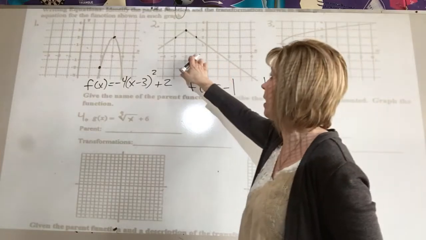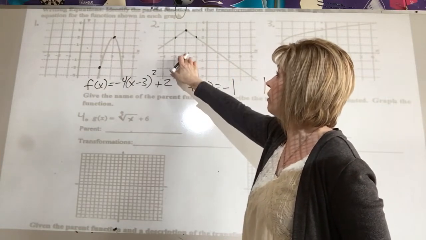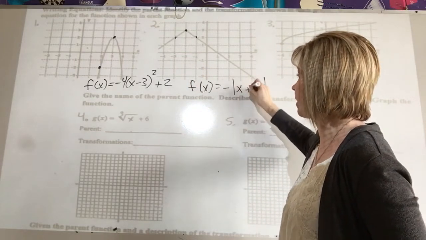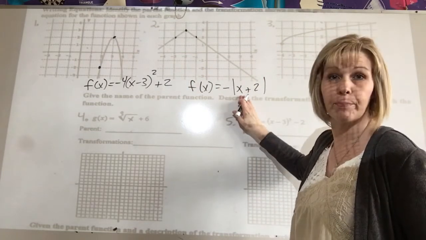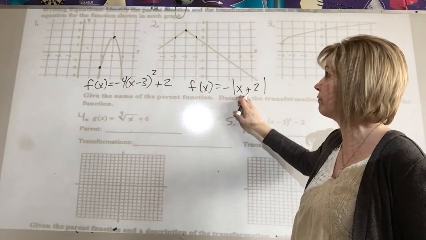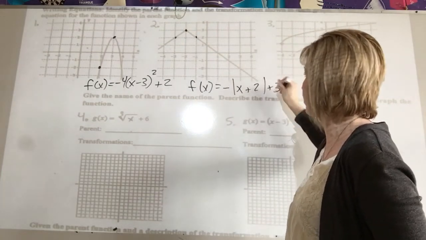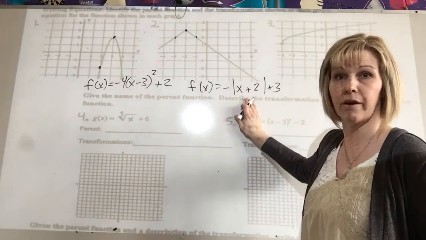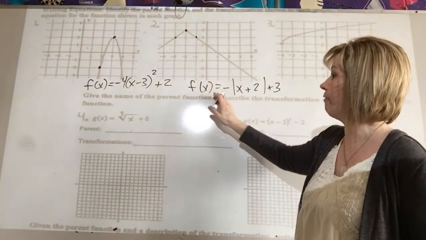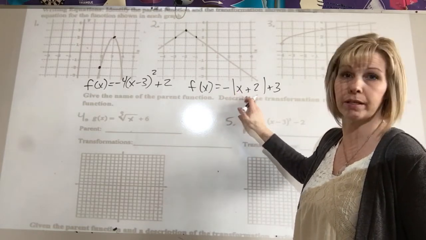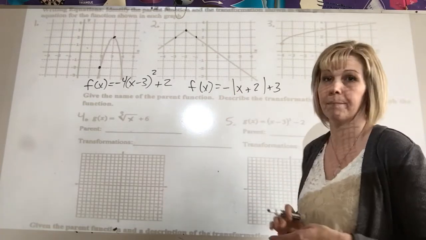And then it moves 2 units from 0 to the left, that's really x plus 2. What do you have to put in to make it equal 0? It would be negative 2, and then it shifts up 3. So there's plus 3 on the outside. So there's our absolute value function: f of x equals negative absolute value of x plus 2, plus 3.